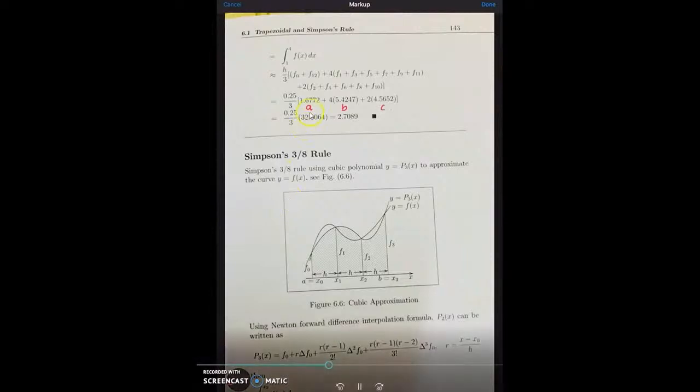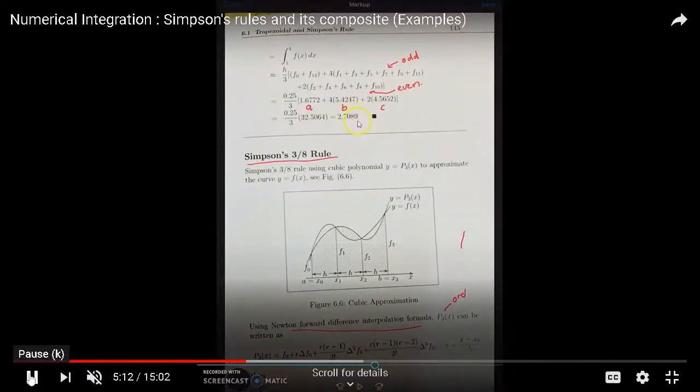f0 plus f12, which is A, is 1.6772. The sum of fi for odd is 5.4249, and fi times 2 for the even numbers, f2 plus f4 plus f8 plus f10, is 4.5652. So the integral of x divided by x squared plus 1 is 2.7089. This is the formula you need to remember, and next is the 3/8 Simpson's rule.